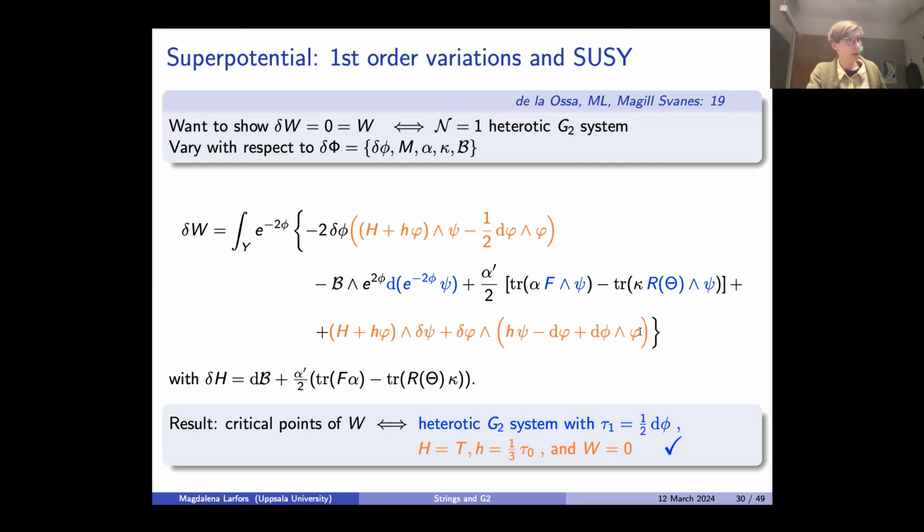So we see that the critical points of the superpotential do correspond to the heterotic D2 system with these constraints, and this is really a constraint of the heterotic D2 system. Now we have this new parameter here, which is the cosmological constant in 3D, which is also included here. Okay, so this works. The first order variations of the superpotential reproduce the supersymmetry conditions.